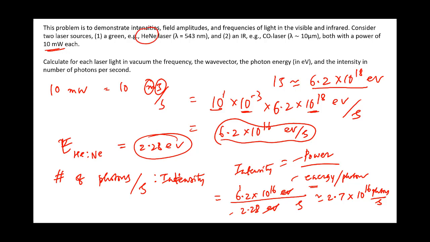So we converted the power into electron volts per second first, and then divided by the energy of one photon, which is in electron volts. So we got the number of photons per second, which is nothing but the intensity. You can do the same thing for the carbon dioxide laser for practice.